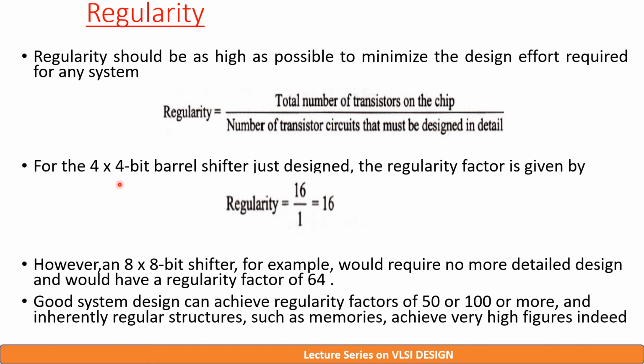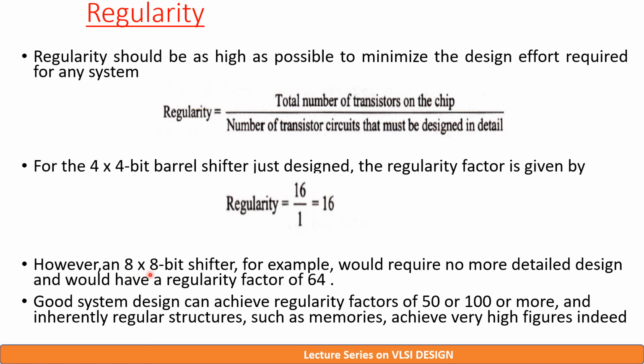For example, for the 4x4 barrel shifter we discussed in the previous slide, we need 16 transistors, which is a 4x4 array. So if we design one transistor, it can be replicated for the other 15 positions. It means one circuit has to be designed in detail and it can be replicated 16 times to form a 4x4 barrel shifter. Therefore regularity will be 16.